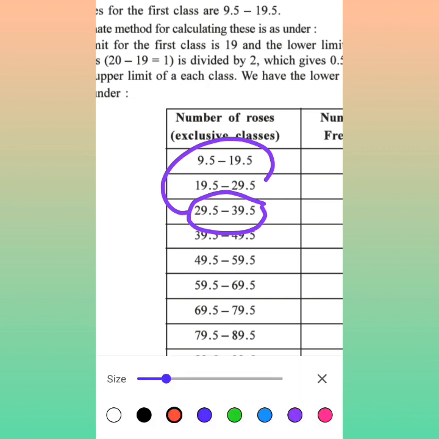Similarly, you would find this 39.5 and this 39.5 are the same. That is, you would find the upper limit of the given class and the lower limit of the next class are the same, and you would also find that the lower limit of the given class and the upper limit of the previous class are the same, and that's why it is an exclusive, continuous frequency distribution.